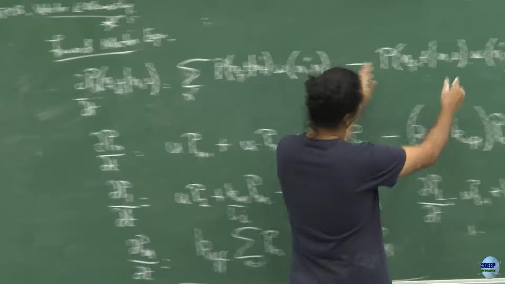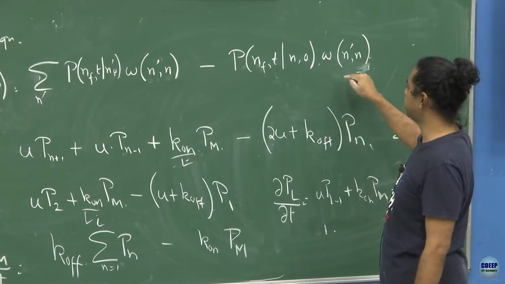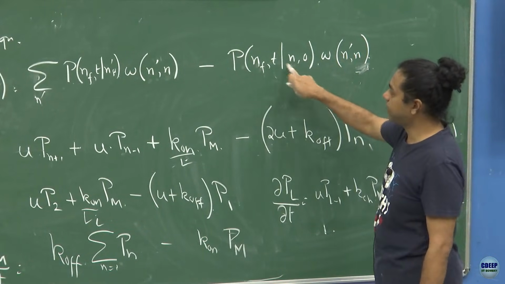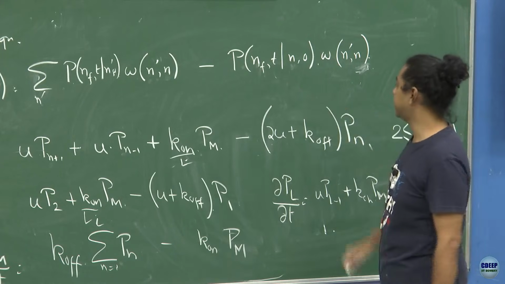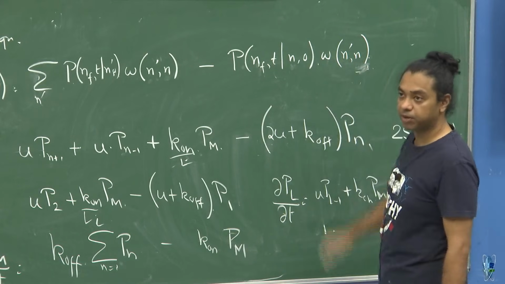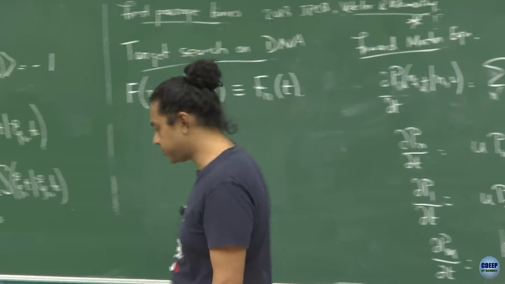And this term came from the fact that you did not take that first step. So after some time delta t had elapsed, you remained at n, and then from n you went to the final state nf, and this came with the same rate omega n prime comma n. Why is it subtracting? So that's what.